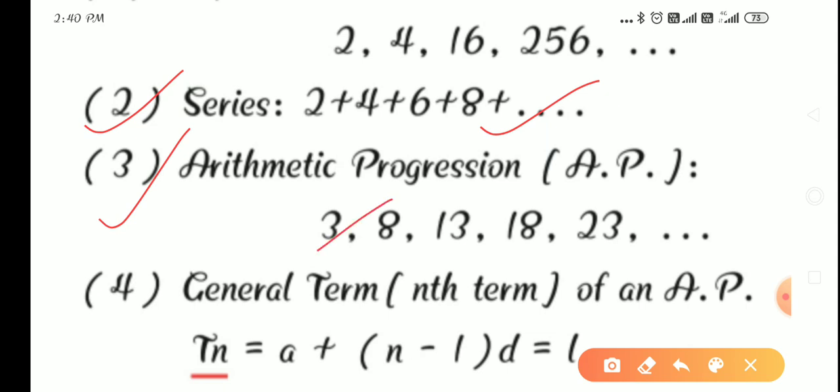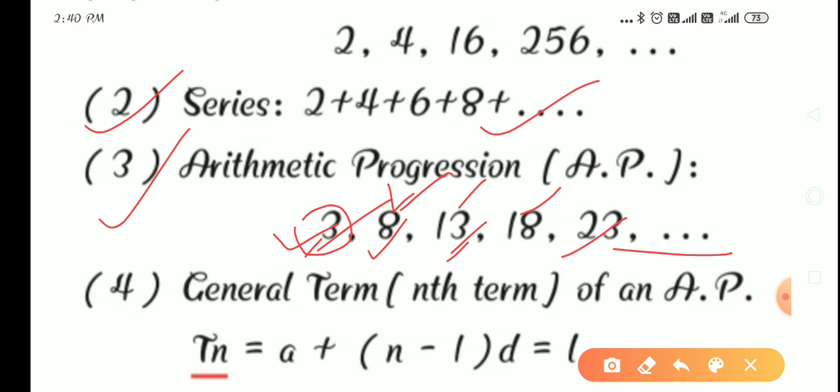You can see this AP. AP means arithmetic progression. If I talk about 8, how are we getting 8? If I add 5 in 3, the preceding term of 8, then I will get 8. In the same way, how am I getting 13? After adding 5 in 8, 13 is coming. Now you add 5 in 13, then 18 will come. Now you add 5 in 18, then 23 will come, and so on. The 3 dots show the continuity. So this is an AP. AP is the short form of arithmetic progression.